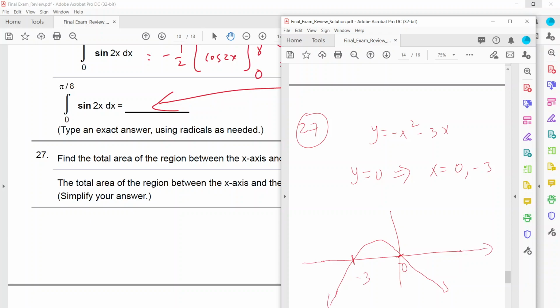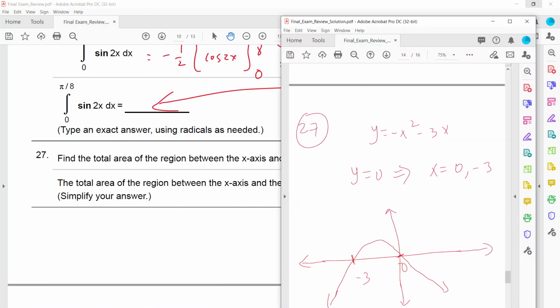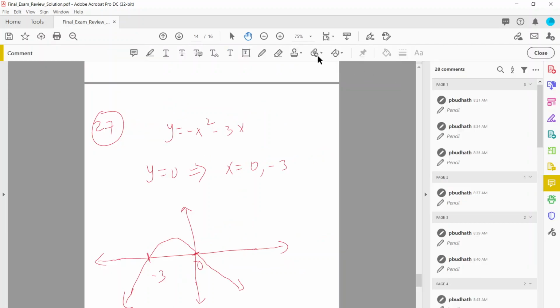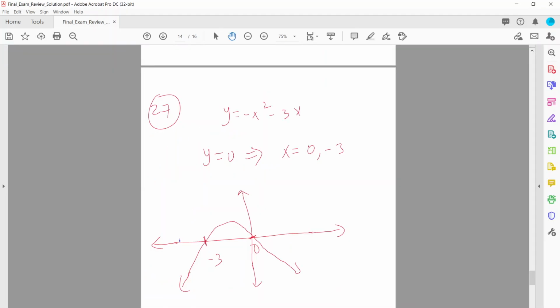And we want to find the area of the region bounded by this curve and the x-axis from negative 7 to positive 2. Negative 7 is somewhere here, positive 2 is somewhere here. So we want to find the area of this part, this part, and this part. Let's say this is A1, this is A2, and this is A3.